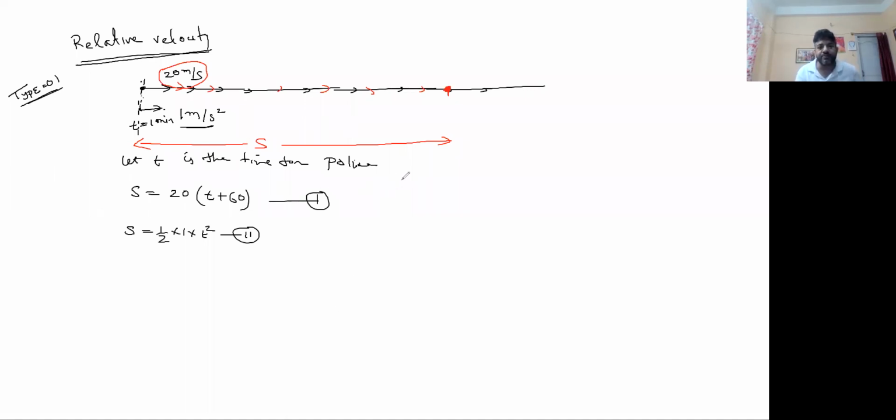So from equations 1 and 2, half t square equals 20t plus 1200. So t square equals 40t plus 2400. So t square minus 40t minus 2400 equals 0. Now you can easily calculate this one.